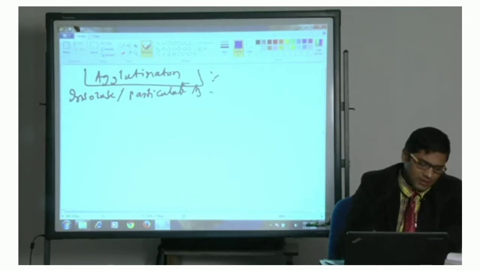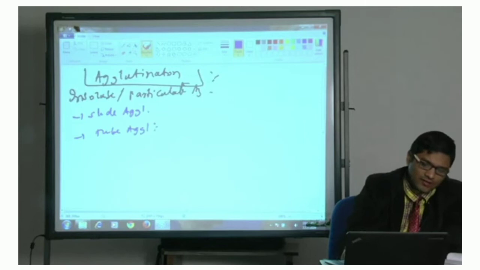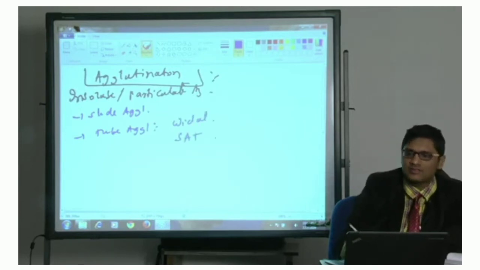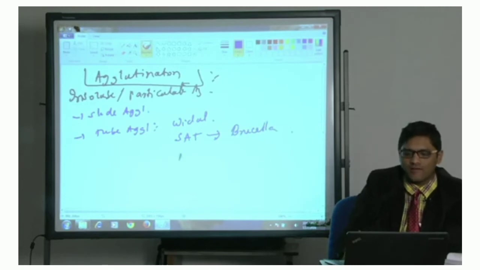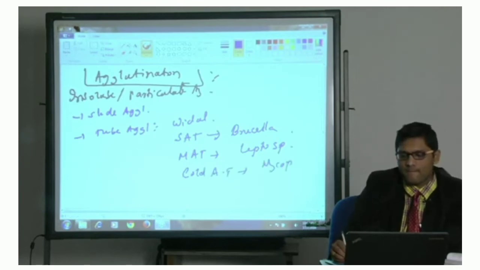Example, there are various examples like slide agglutination test, tube agglutination test like Vidal test, then standard agglutination test, SAT. Standard agglutination test is done for Brucella, where MAT is done, microscopic agglutination test, for Leptospira. Cold agglutination test is done for Mycoplasma.